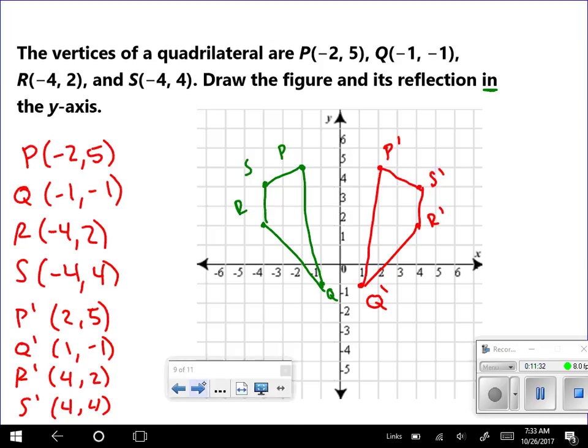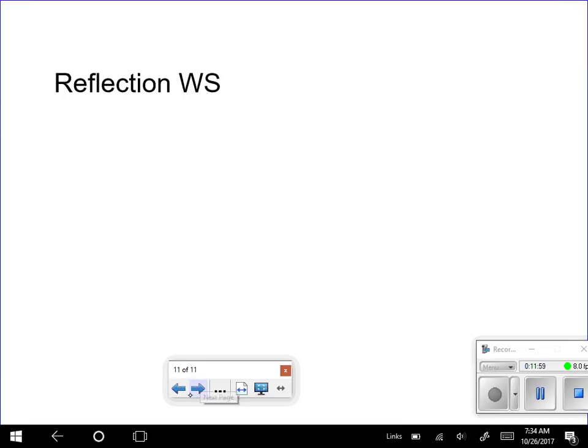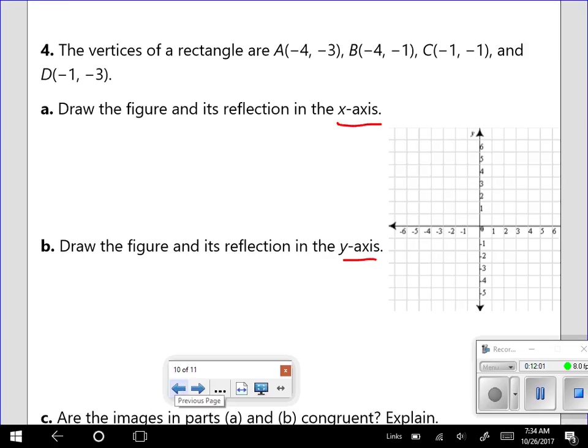Alright, so you have one to try on your own here. It wants you to plot these points, so it is a rectangle, and then reflect it across the x-axis, and then reflect it across the y-axis. So I need the points, and I need the picture of it reflected across both. Checked. Once you have that done, you can come show us your homework. We'll give you your worksheet for the day. So make sure you look at this. You do not need to worry about this part, but the answer would be yes.